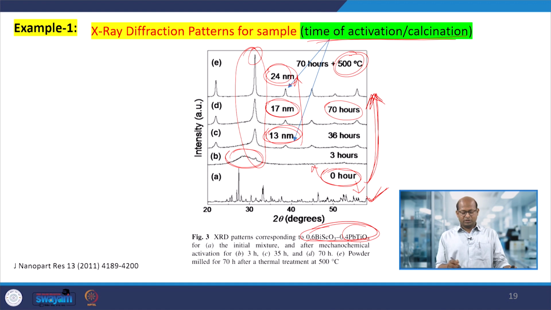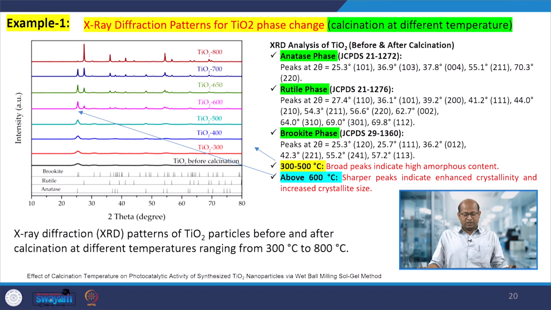From the X-ray diffraction patterns, we can analyze the changes in the crystallinity of the material. Similarly, another example: here titania was taken and calcined at different temperatures. Before calcination, in the X-ray diffraction pattern, a small peak was observed, and once we increase the calcination temperature from low to gradually high temperature, up to that point the peak maintains this particular phase.